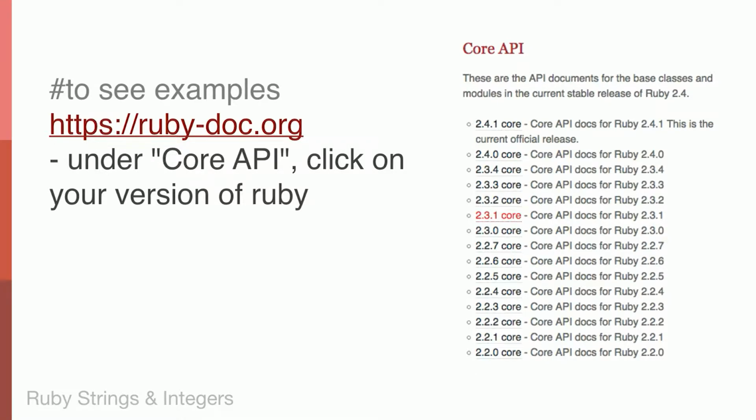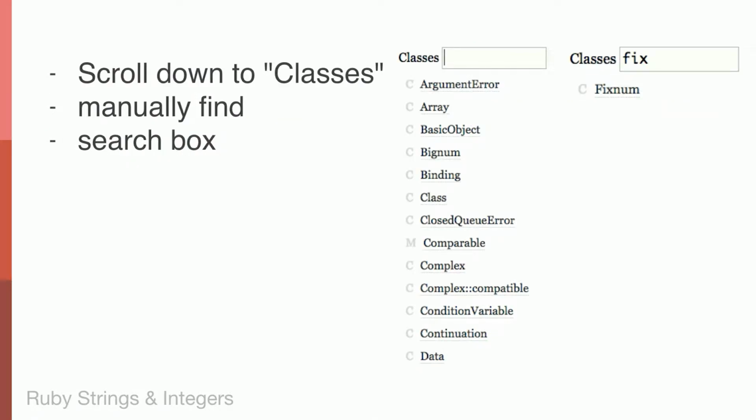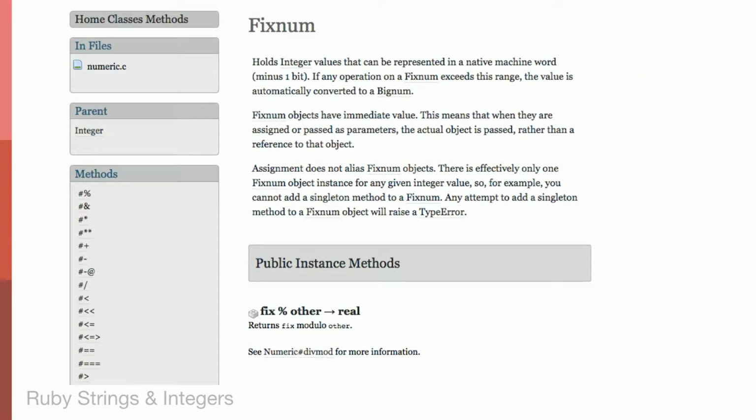Or what's probably a better tool is rubydoc.org, the documentation, right? If you go there and you click on Core API, then you click on your version on the left-hand side of the web page. So for mine, I had 2.3.1. You scroll down. They have classes. You can search or you can just find it. So you would click on Fixnum. You would get a page like this. And you'll see on the left-hand side, you got methods. That's what it's spitting back, instance methods. All of your options there.